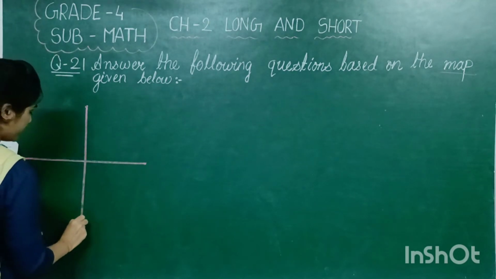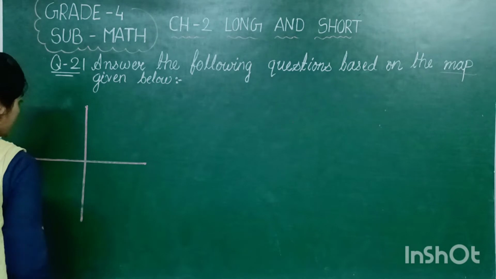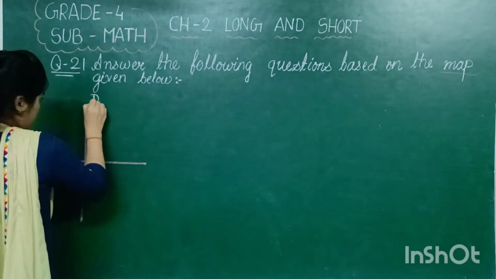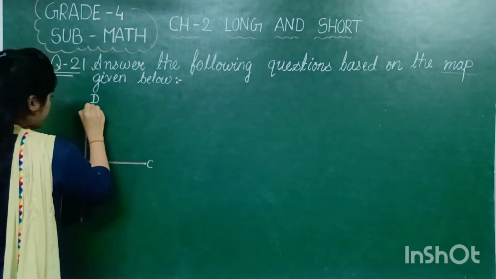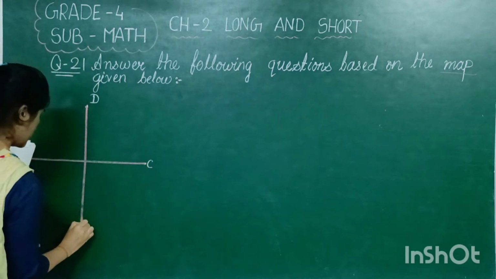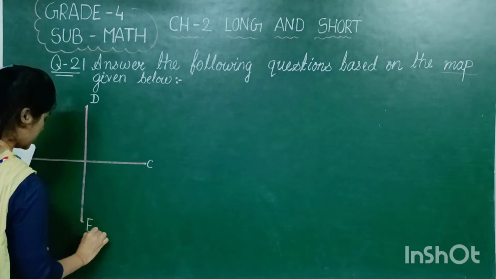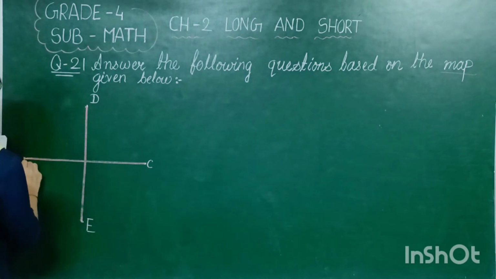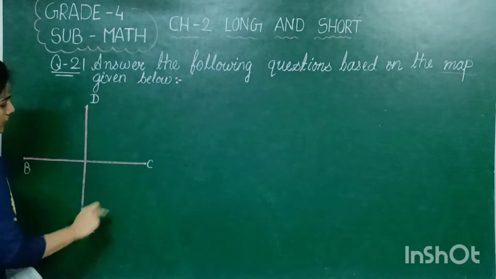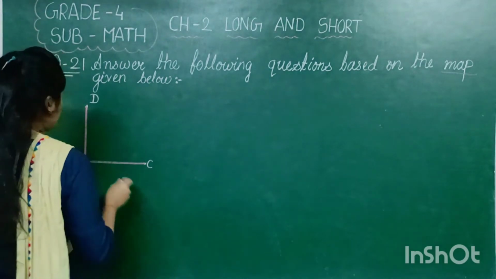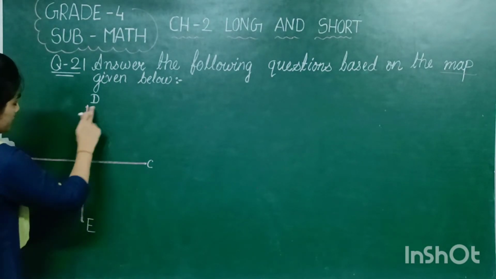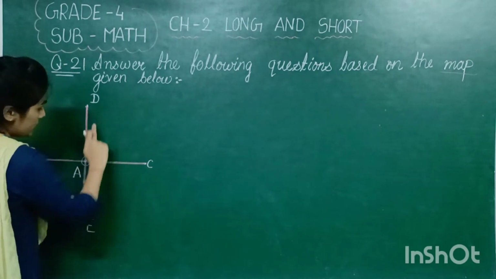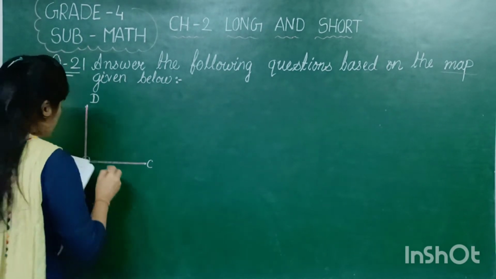I think you have 4 points in this map. Here it is given D, here it is given C. This one is E, and this one is B. These 4 points, and one more point is given exactly in the middle part. This is the A point. And as per the points, all the distances are given.